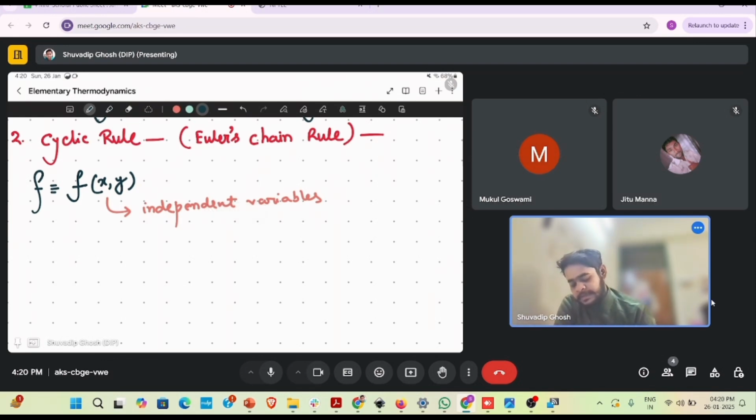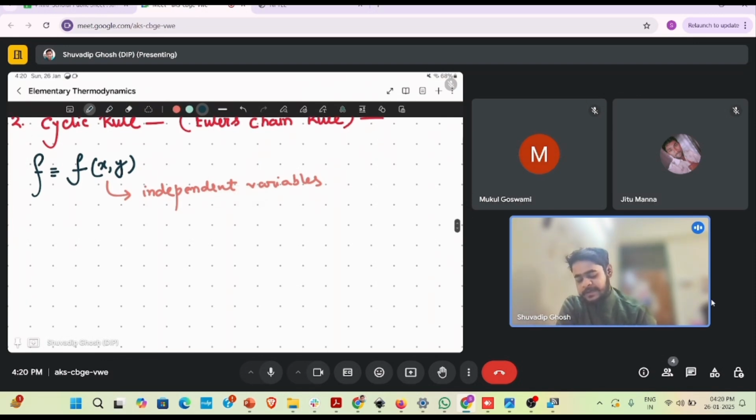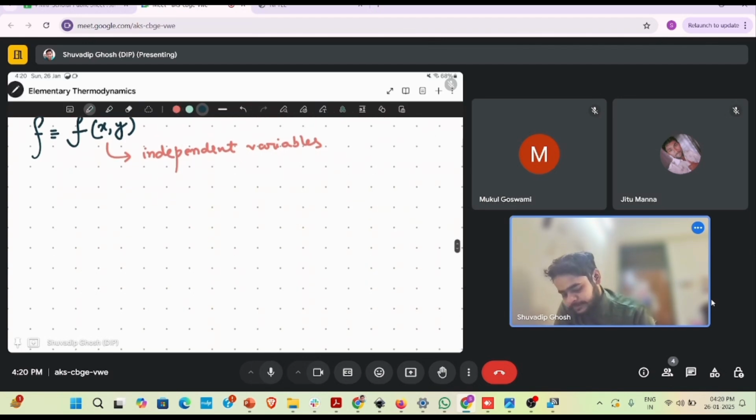So x and y are independent variables, and let's say f is a function. Now, what will be the df?